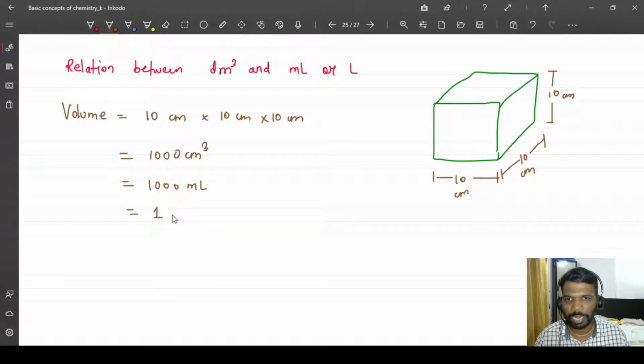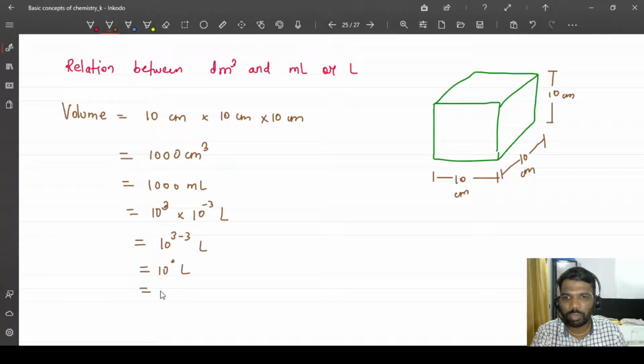It's very simple. How did I write this 1 liter? See, this 1000 could be written as 10 raised to 3, and milli could be written as 10 raised to minus 3, and this liter remains. So what happens over here? 10 raised to 3 and minus 3 liter. So this is 10 raised to 0. Anything raised to 0 is 1, and liter. So 1000 ml is equal to 1 liter.